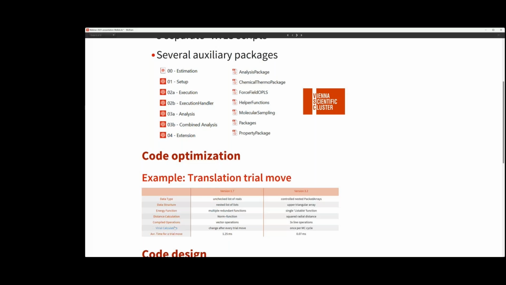So to summarize, code optimization should not be an afterthought. And in this particular example of one of the trial moves, the calculation time could be reduced by a factor of 18 just by taking the measures I just presented here. However, it should be mentioned that even more extensive optimizations would require certainly deeper insights into how the compiler works, which is of course beyond the scope of ordinary programmers like us.